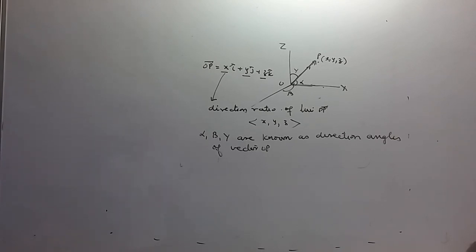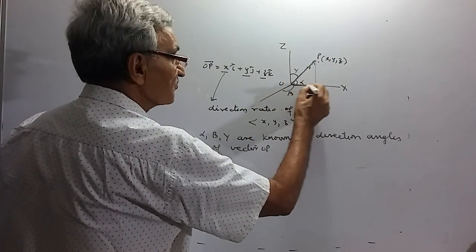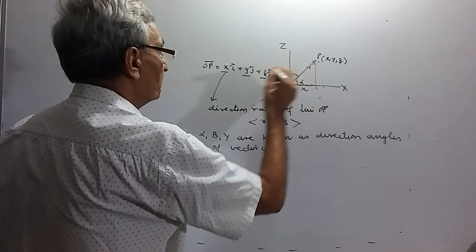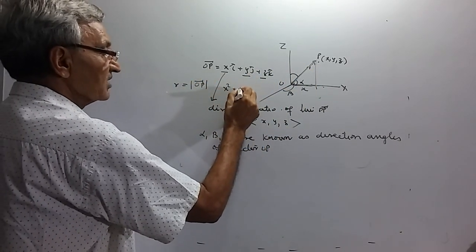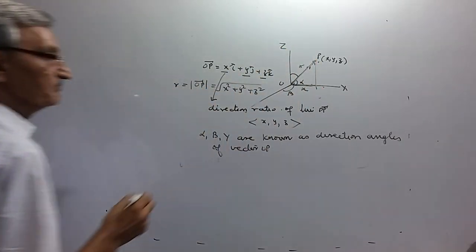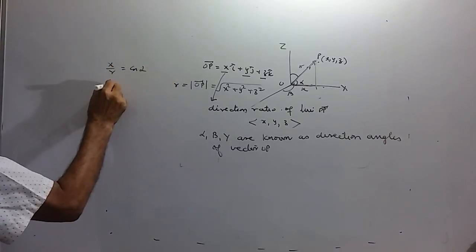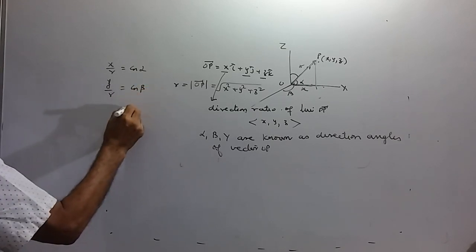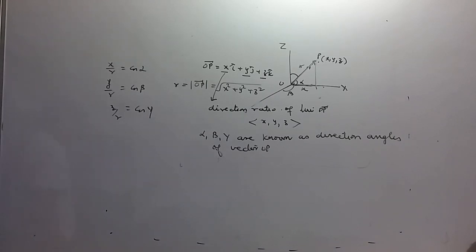When I take the direction, this side is equal to x. Suppose the magnitude of OP is r, equal to the square root of x square plus y square plus z square. Look, x upon r is equal to cos alpha, similarly y upon r is equal to cos beta, and cos gamma is equal to z upon r. Alpha, beta, gamma are the direction angles, so we can find cos alpha, cos beta and cos gamma.